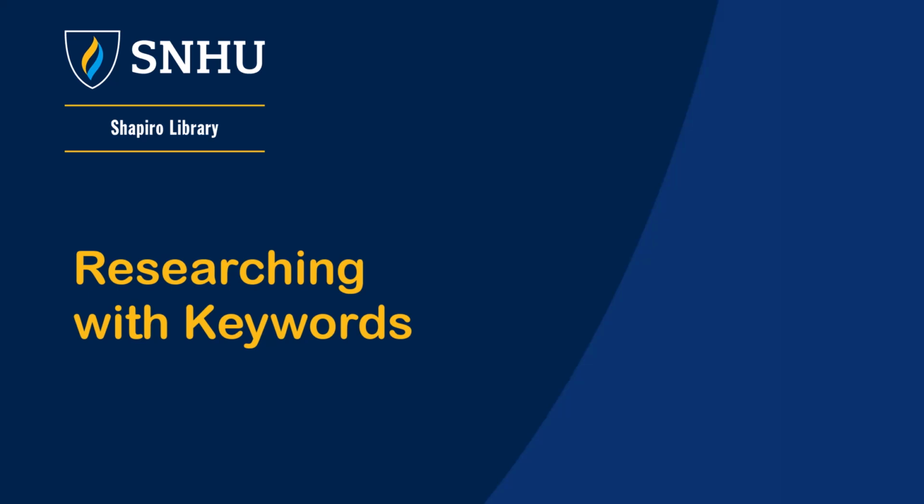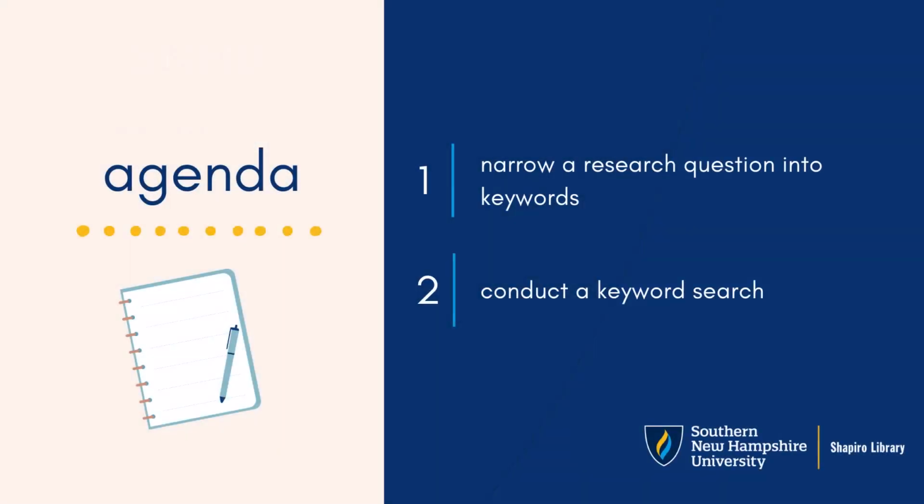In this tutorial, we are going to talk about how to narrow a research question or topic into a set of 2 to 4 keywords that can be used to conduct a search in a library database. Let's get started. When you're doing research in a database or on the library website, it's helpful to keep in mind that research databases often do not function the same way that popular search engines like Google do.